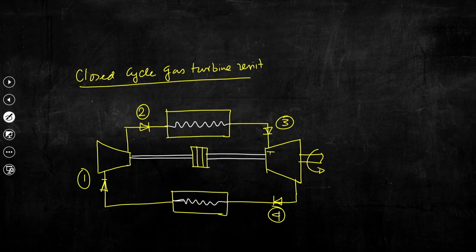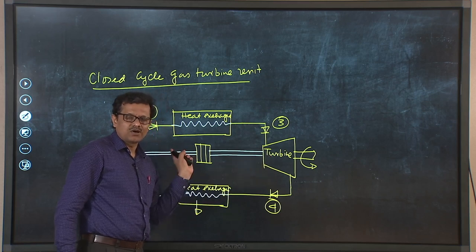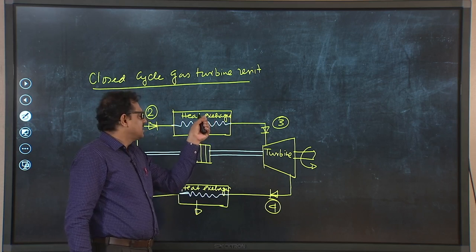So, this is the turbine. This is basically a heat exchanger. This is also a heat exchanger. And this is the compressor. So, you can see again the shaft of this compressor is connected to the shaft of this turbine. A significant part of this turbine work output will be utilized to run this compressor. Here it is not the combustion chamber, rather it is a heat exchanger.